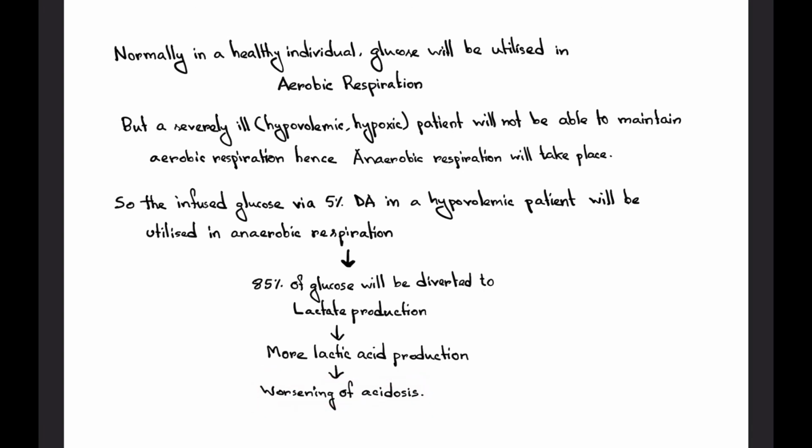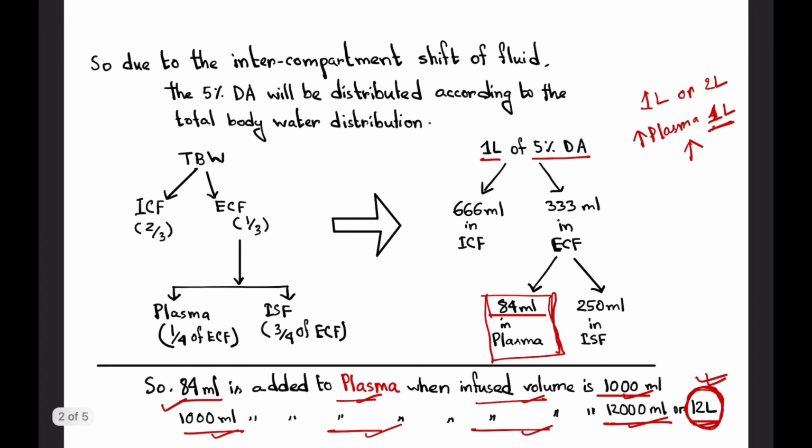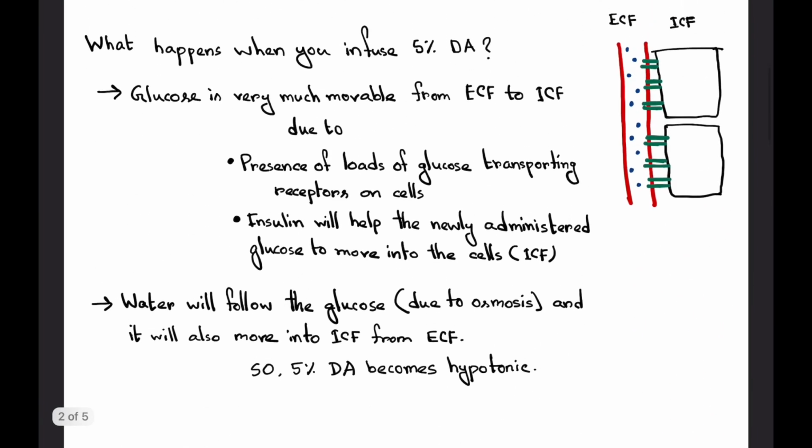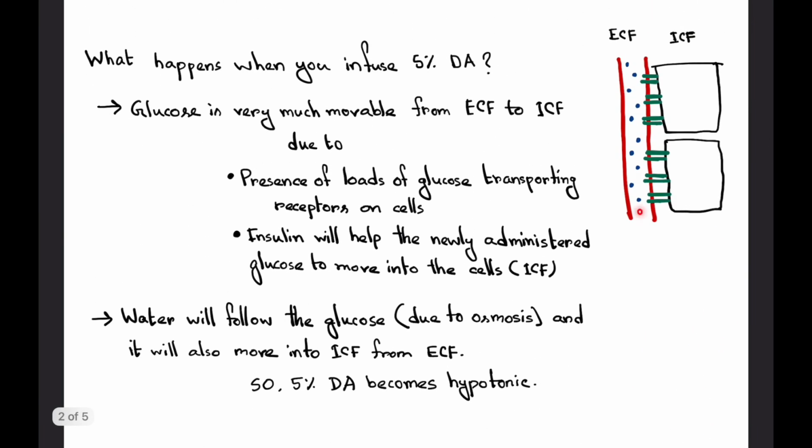So these are the two reasons: the worsening of acidosis, and the fluid being hypotonic, as we have said, due to the shift of fluid following the glucose. These are the two reasons. That's why we won't administer 5% DA to a patient in hypovolemic shock. So that's it.